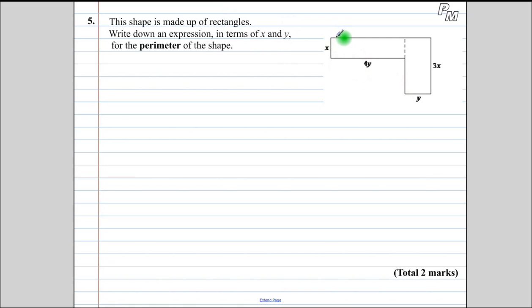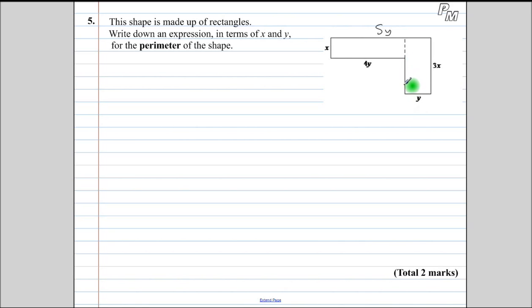So let's talk about this long side here first. That has to be the same length as this side plus this side. So we've got 4y here and y there, so this one would be 4y plus y. Well, if I've got 4 lots of y and I add another y, I can just say that that length is 5y.